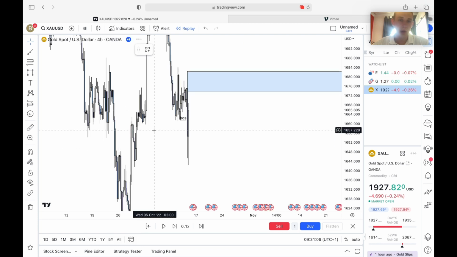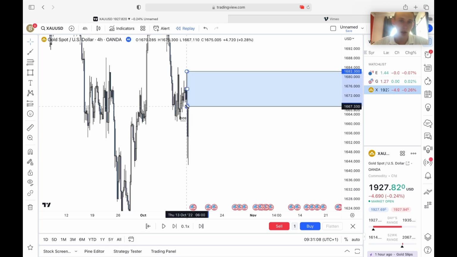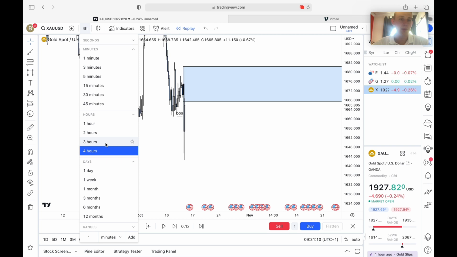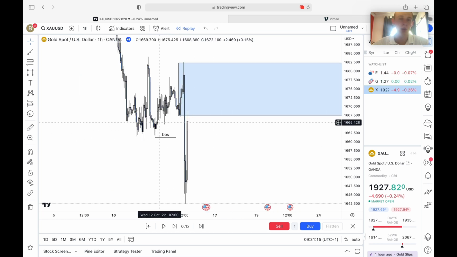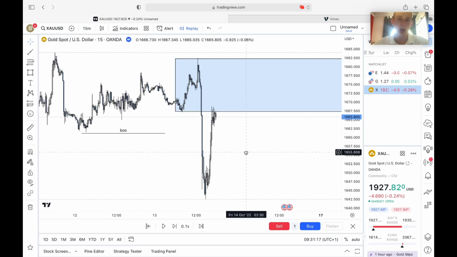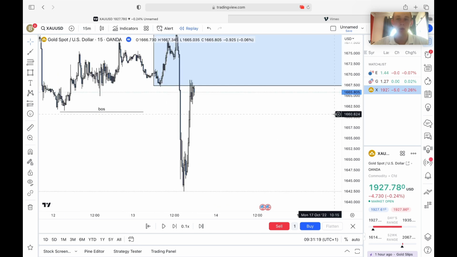If we go on the 4 hour, you can see that it's actually like this whole area. So we want to wait for price to fill in this area, retest previous structure, and we go on the lower time frames and wait for our entry model.